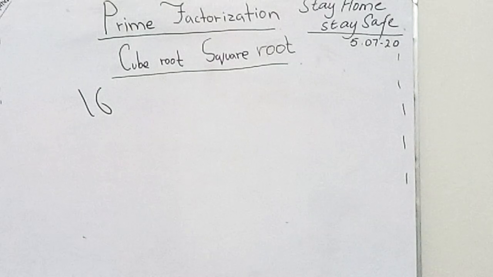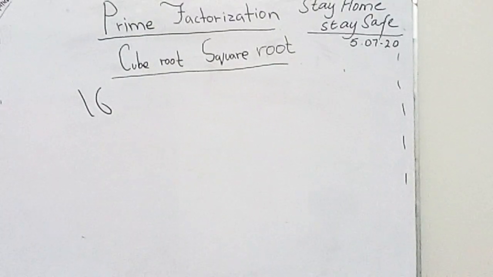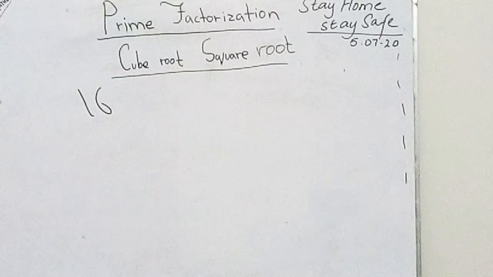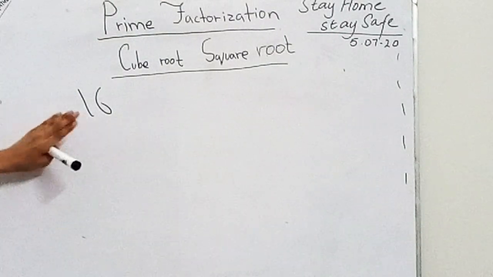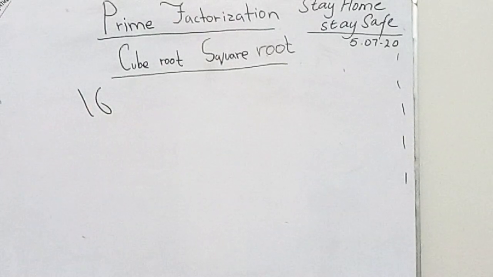16 is a composite number, so we can express 16 as a product of prime factors. Now what are prime factors? Prime numbers are those numbers which have only two factors, and prime factors are those factors of the number which are prime.